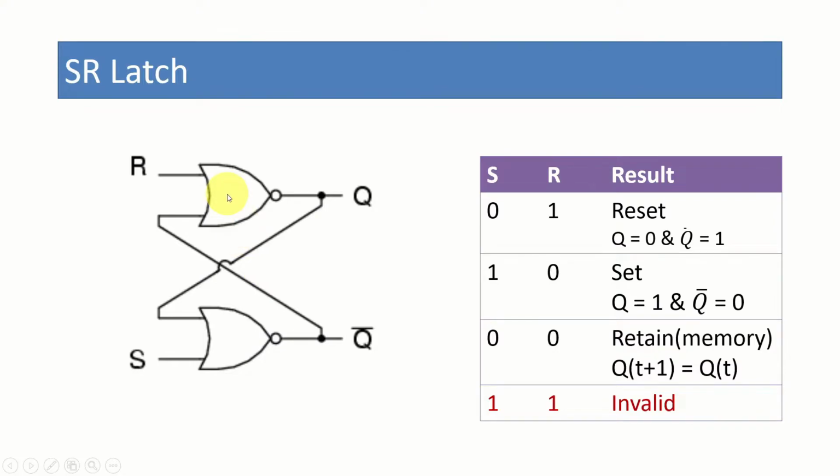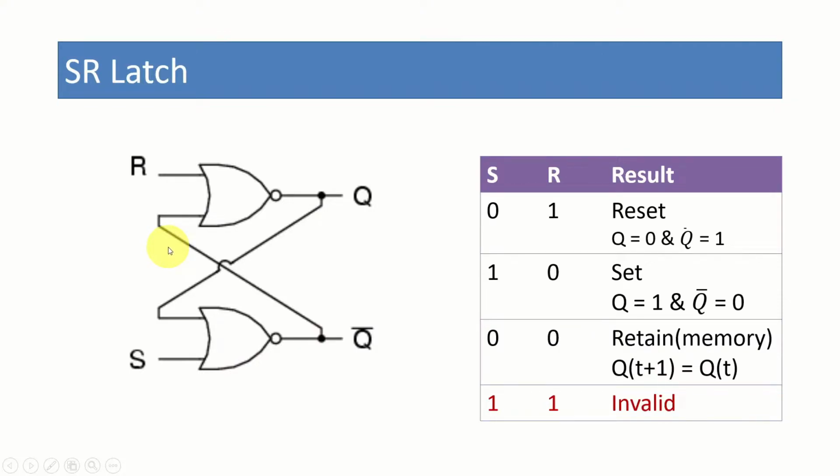And you can see that the arrangement is a little bit fuzzy because the output of the first NOR gate is one of the inputs to the second NOR gate. And the output of the second NOR gate is one of the inputs to the first NOR gate. So that is what makes it a little bit complicated.